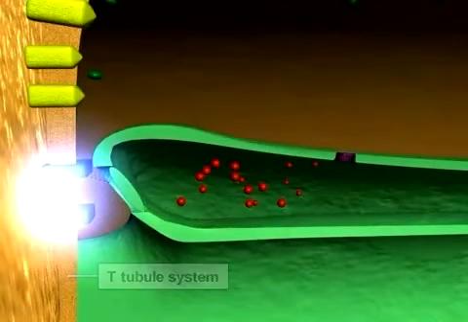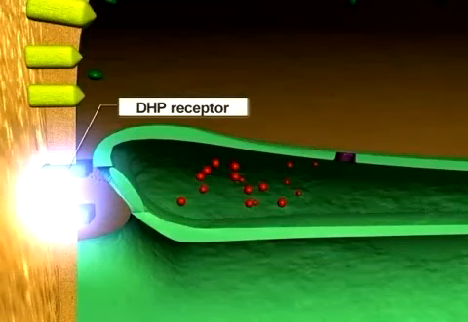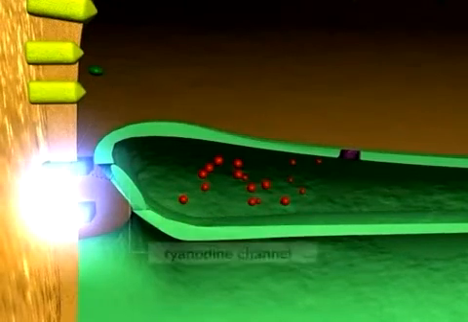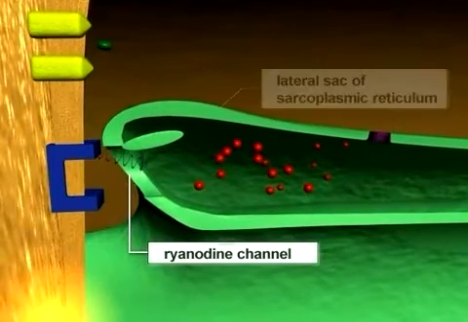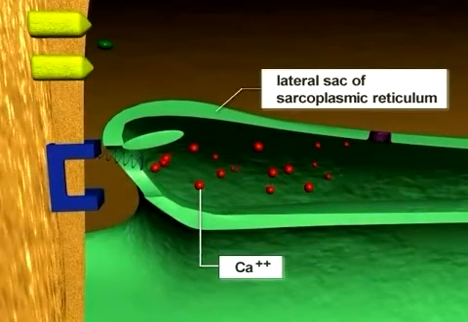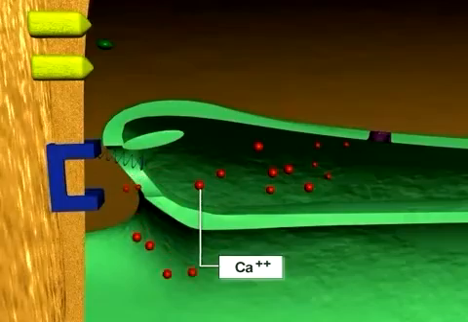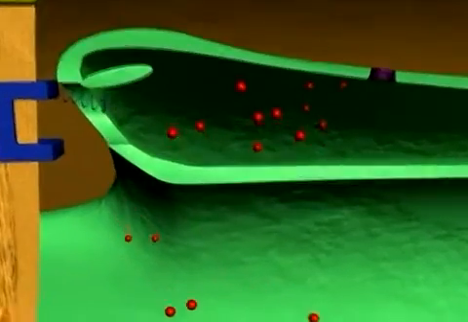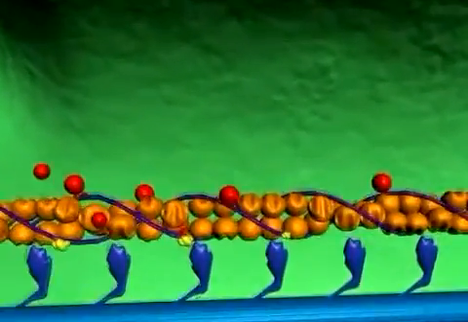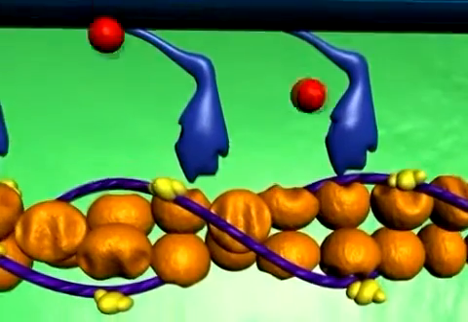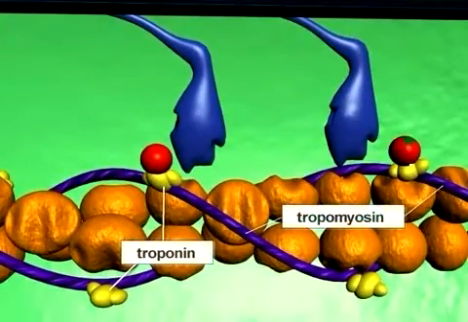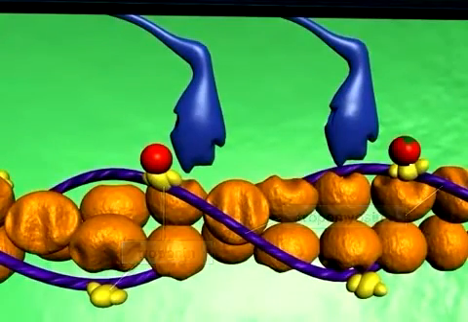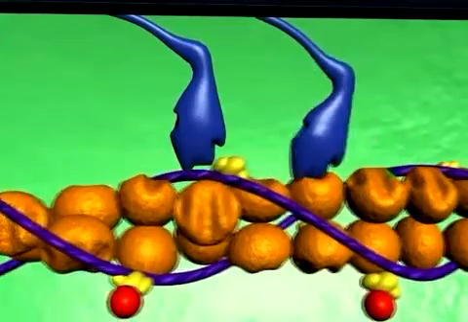As the action potential encounters DHP receptors in the T-tubules, it causes opening of the ryanodine calcium channels of the lateral sacs, thus allowing calcium ions to diffuse out of the lateral sacs and into the region of the myofibrils. Calcium then binds to troponin, resulting in movement of the tropomyosin-troponin complex away from myosin binding sites on actin.